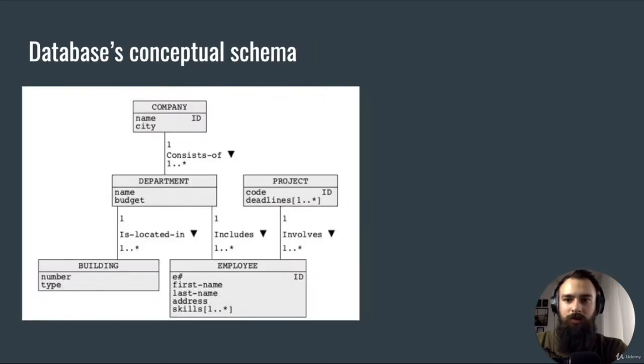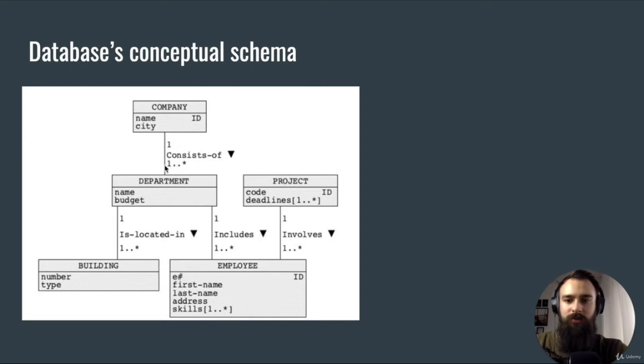This is a database's conceptual schema. Here you can see that tables are represented, and each table has a name and some columns. For example, the company table has name and city as columns, and also there are some links between tables. In one of the next videos we will see that there are three kinds of links between tables, but in this example we only have one, which is one-to-many.